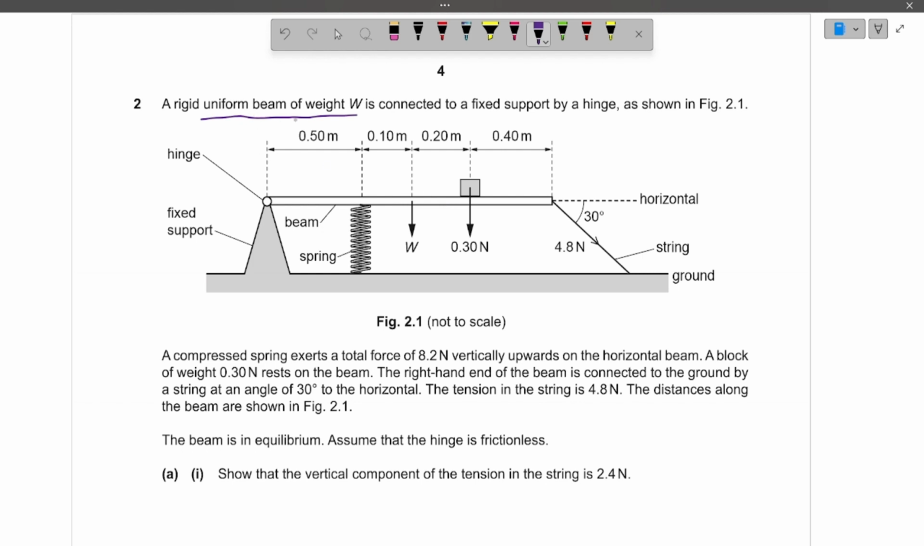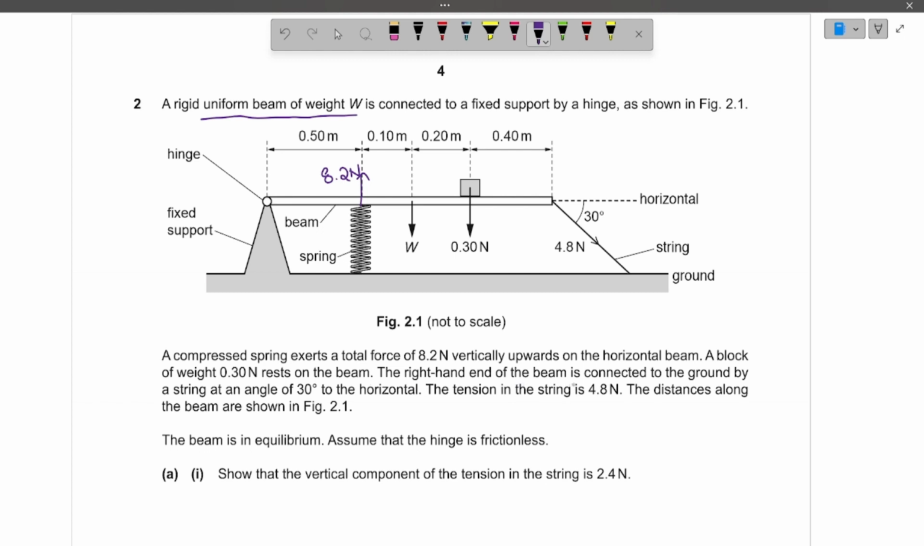Please remember, this beam is connected to a fixed support by a hinge as shown in figure 2.1. This is that hinge. A compressed spring exerts a total force of 8.2 newton vertically upwards. So here the spring is exerting an upward force with a magnitude of 8.2 newton on the horizontal beam. A block of weight 0.30 newton rests on the beam.